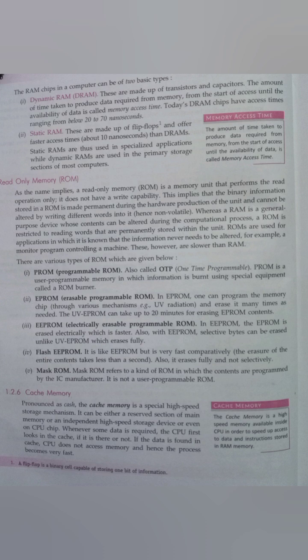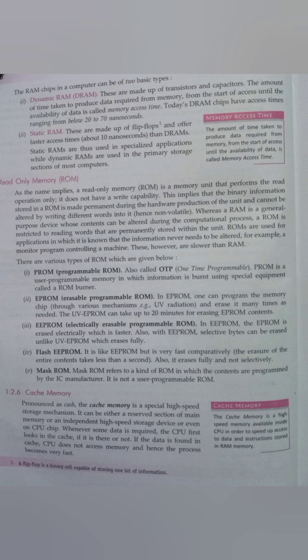There are 5 types of ROM available. First is PROM, programmable ROM. It is also called as one-time programmable. Then is erasable programmable ROM, EPROM, in which the data is erased with the help of UV radiation. Third is EEPROM, electrically erasable programmable ROM. In it, data is erased electrically, which is faster than the EPROM. Then comes next is flash EEPROM, and last is mask ROM.